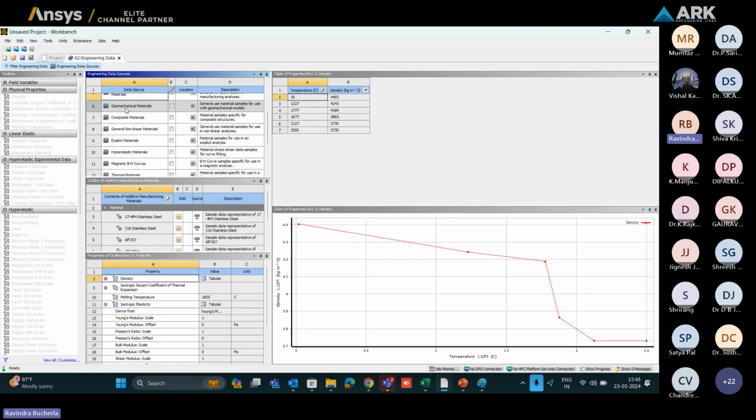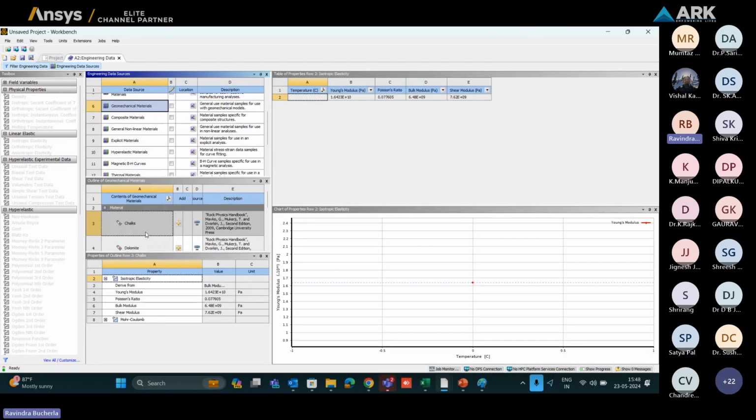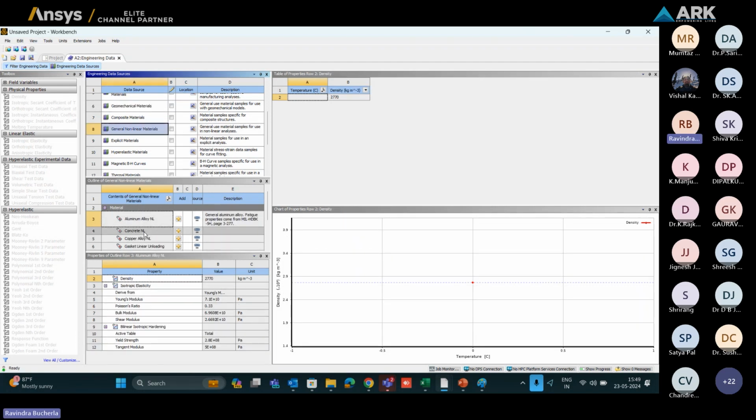So if you click on geomechanical materials, then geomechanical materials will be available here, like chalks, dolomite, limestone, this kind of materials. If you click on general nonlinear materials, here we can see these are the nonlinear materials. If you want to add aluminum alloy, you can click on this plus symbol. If you want to add concrete or any material, you can click on this plus symbol.